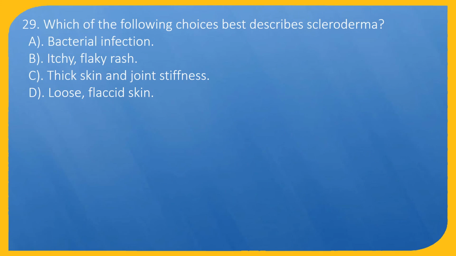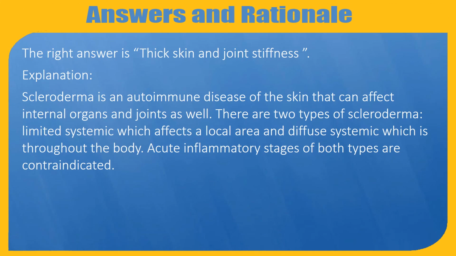Question 29. Which of the following choices best describes scleroderma? A. Bacterial infection. B. Itchy, flaky rash. C. Thick skin and joint stiffness. D. Loose, flaccid skin. The right answer is thick skin and joint stiffness.